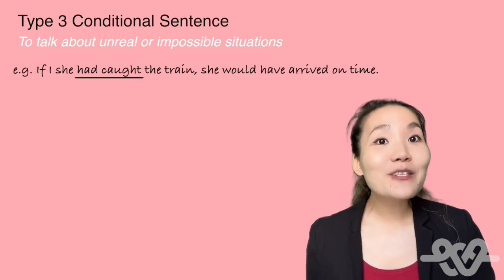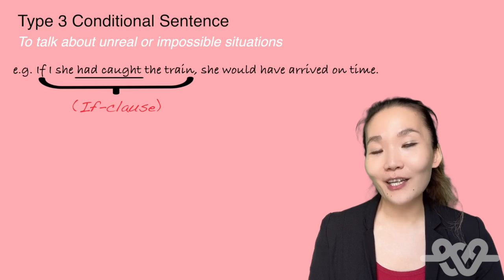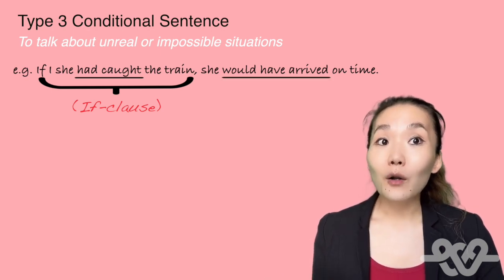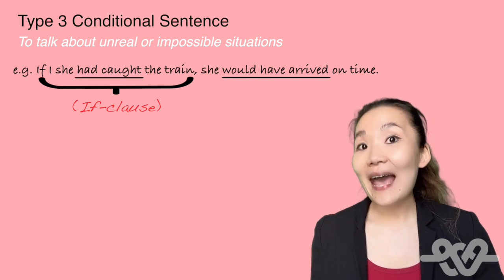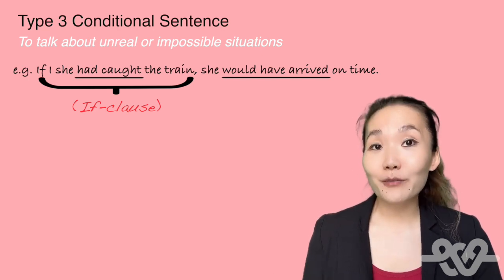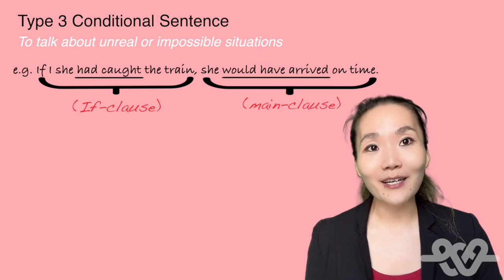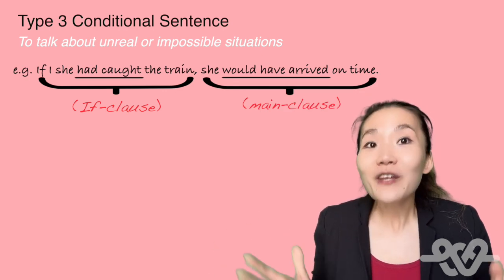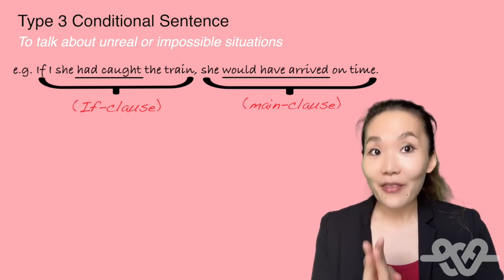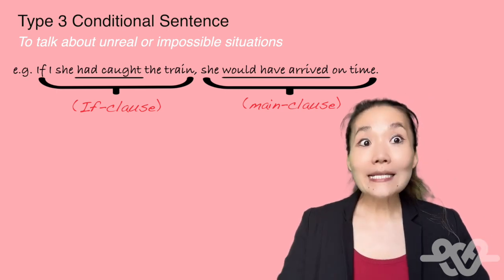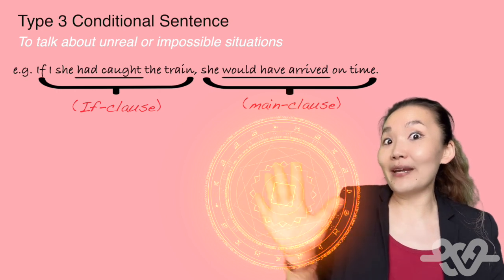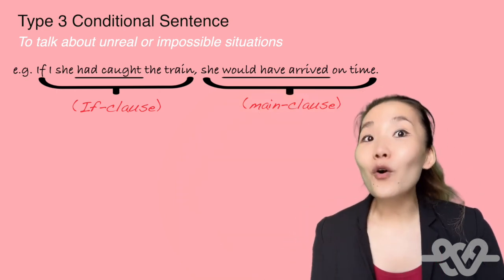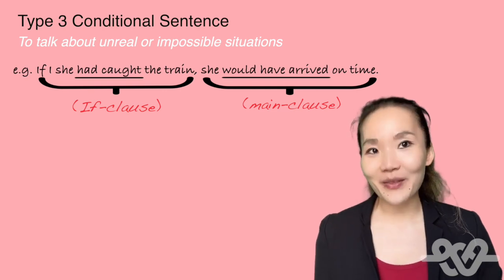We use the past perfect tense in the if clause, and we use would or could or might plus have plus the participle form of the verb in the main clause. This structure allows us to imagine how things could have been different if the past had been changed. It's like creating a parallel reality where events turned out differently. Let's look at more examples to get you familiarized with this format.